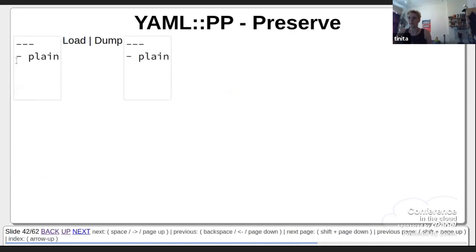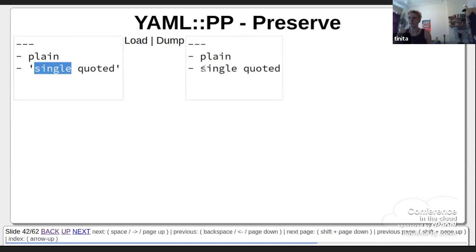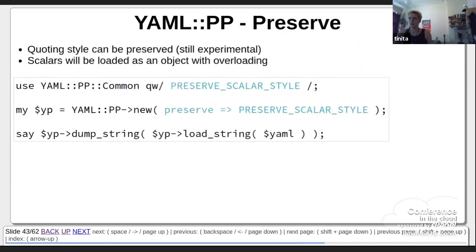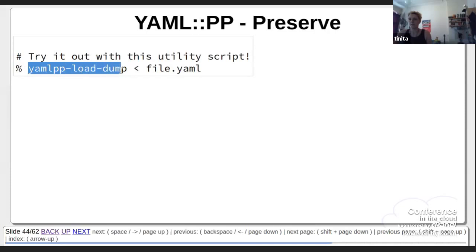There's another option. So here is a list of strings: plain scalar, single quoted, which is no longer single quoted when dumping. So all the formatting goes away. And there's also an option, preserve scalar style. This should be used only for loading and dumping because it loads the string into an object. And the overloading is very simple so far. And you can try that out with this utility script.